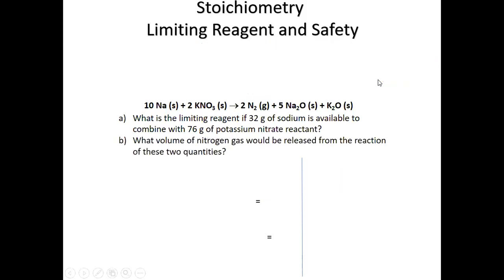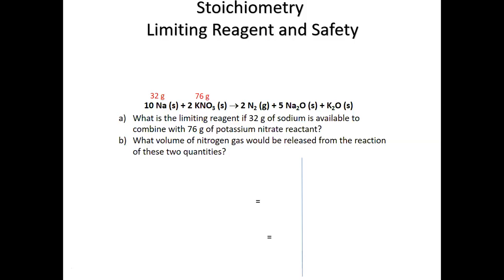Okay, so this question comes in two parts. They want us to determine what the limiting reagent is, and what the excess reagent is, given these two quantities. We have sodium, Na, and potassium nitrate, KNO3. What I like to do is label the exact amount. It says there's 32 grams of sodium and 76 grams of potassium nitrate, our reactants.